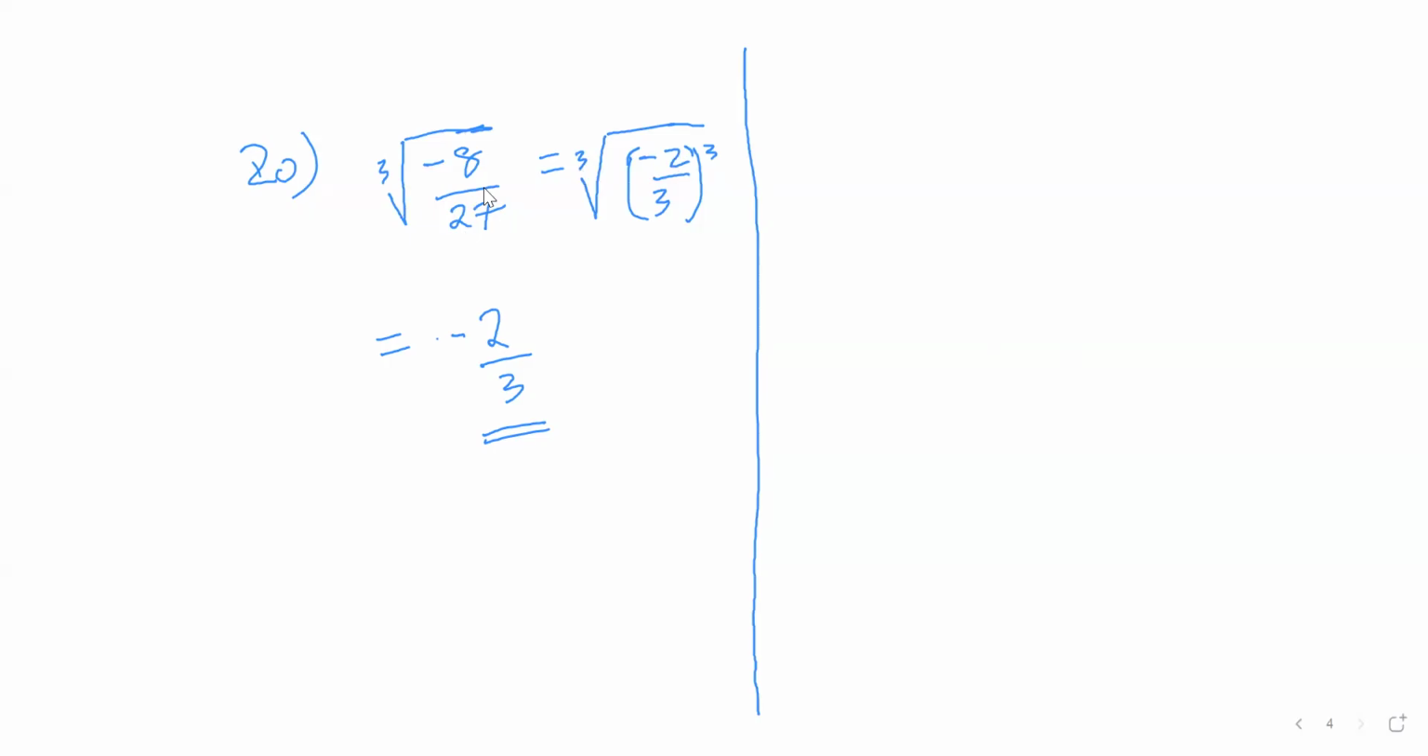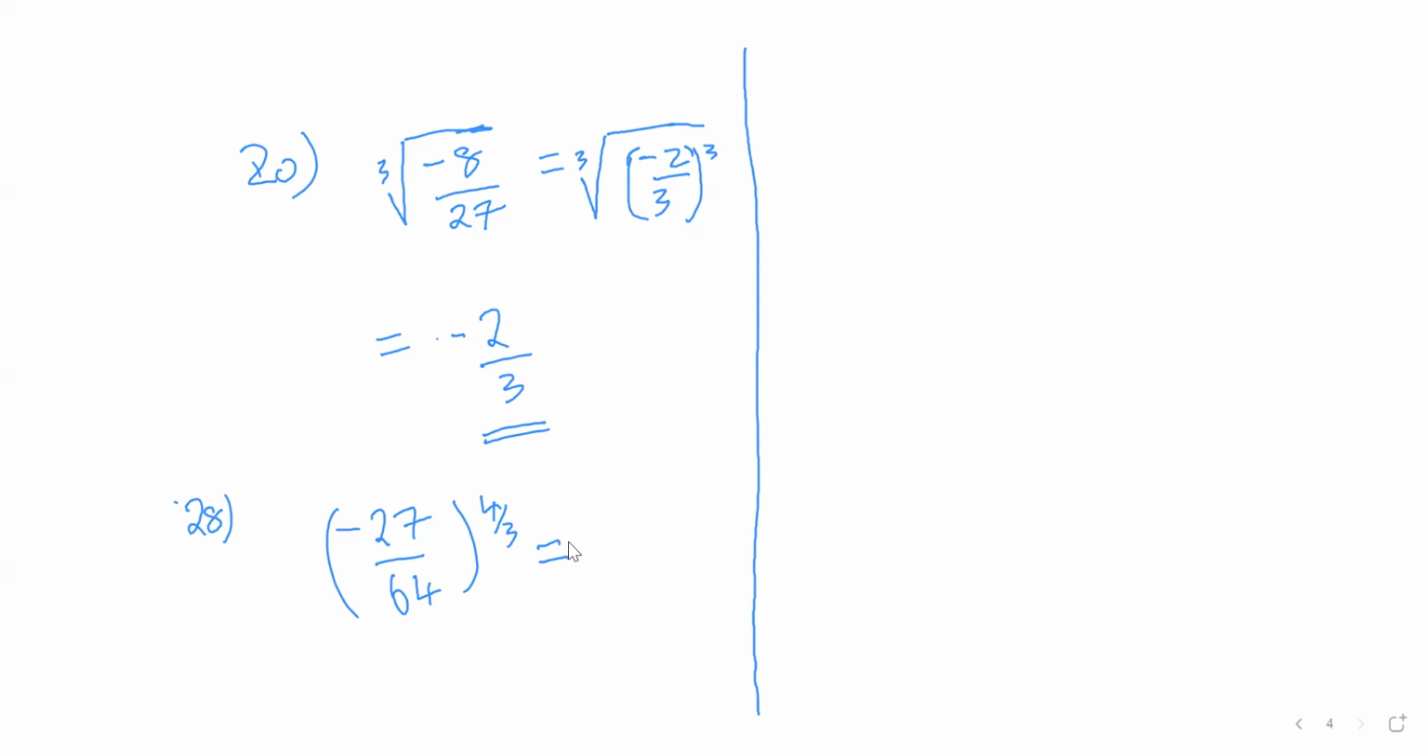Okay, let's take this other example, question 28. Number 28 says that we should evaluate (-27 over 64) to the power 4 over 3. Again, the same method applies.